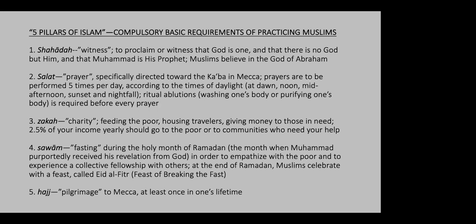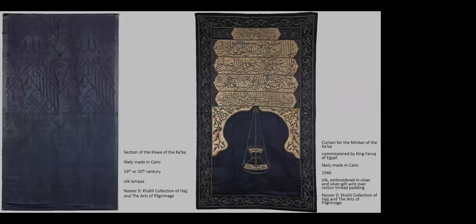And finally, the last obligatory custom is the Hajj or pilgrimage, which Muslims see as an ultimate act of devotion and personal piety. How is the Kaaba remembered and imagined by Muslims through Islamic visual and material culture? A few years ago at the British Museum, in collaboration with the Nasser D. Khalili collection of Hajj and Arts of the Pilgrimage, the British Museum put on an exhibition on objects from the Hajj.